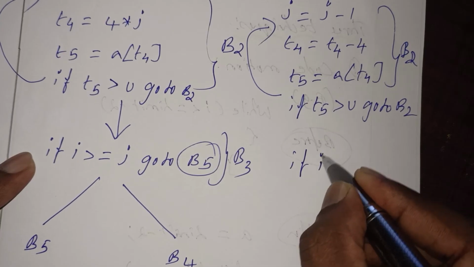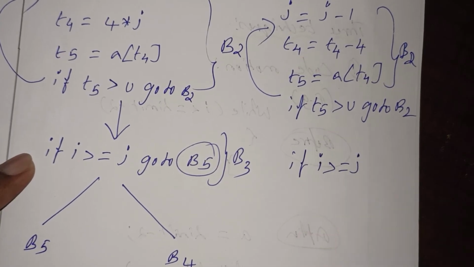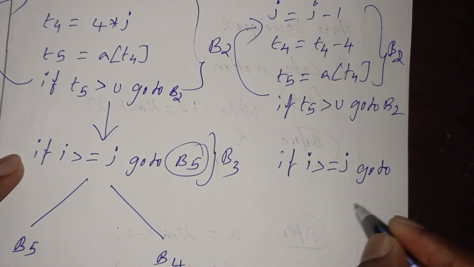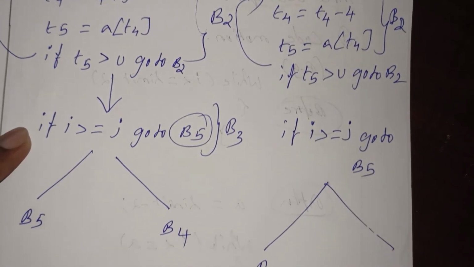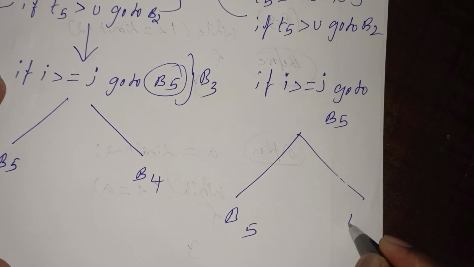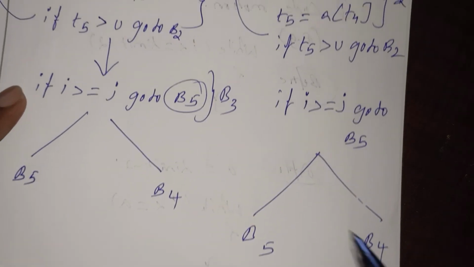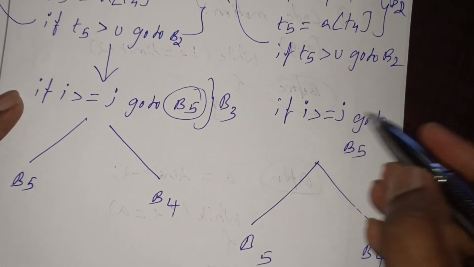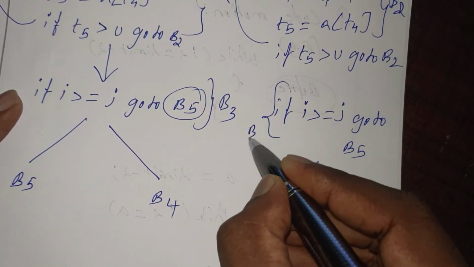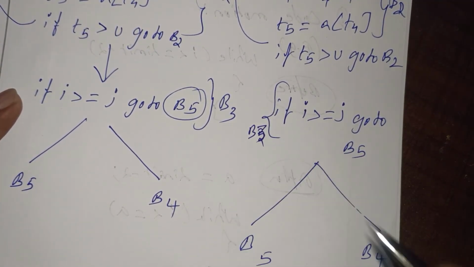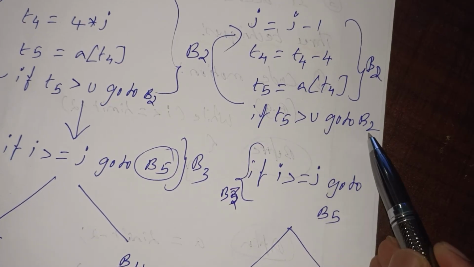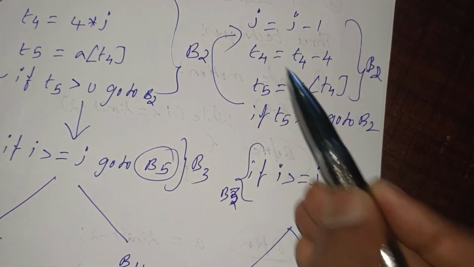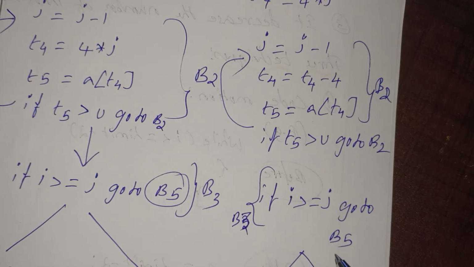If I is greater than or equal to j, so go to block number 5, right? We have 2 blocks here. Assume that this is block number 5 and this is block number 4. So the whole thing is block number 3. Now check the condition. If T5 is greater than U, go to B2, right, that is an inner loop which is going to perform the same loop again and again.